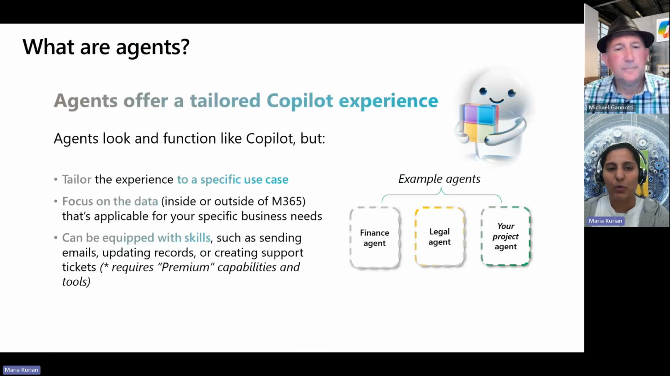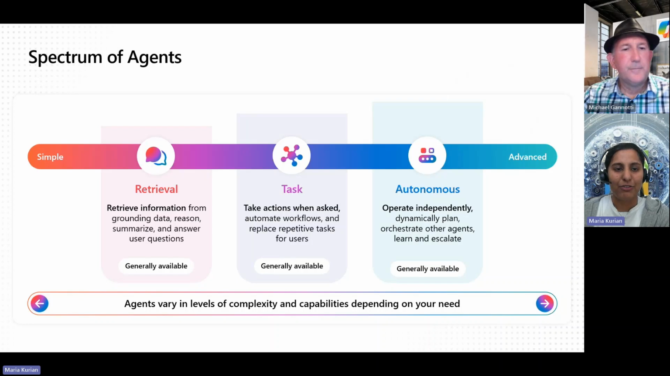But a general overview, what is an agent? It gives you a Copilot experience that is tailored to specific use cases, specific data, or you can even equip it with certain skills. I'm pretty sure you guys would have seen the different spectrum of agents. You can retrieve data through an agent, or you can get certain tasks done through an agent, or even automate certain processes with an agent.